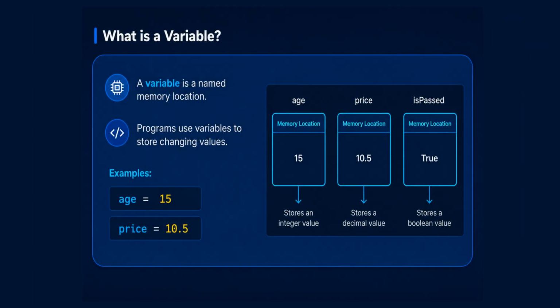A variable is a named memory location used to store data. Programs use variables because values can change while the program is running. For example, age can store the value 15, and price can store the value 10.5. Think of variables like labeled boxes in memory. Each box has a name and stores a specific value. This makes programs easier to manage and understand.